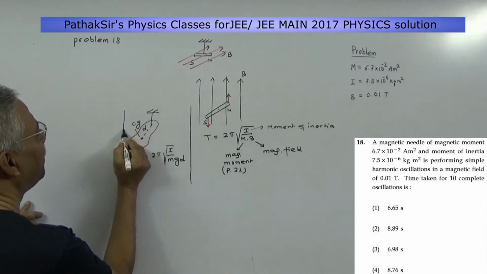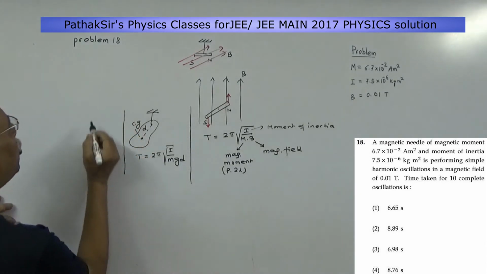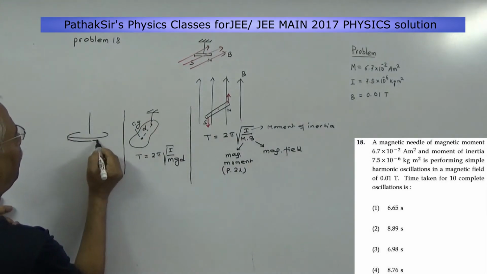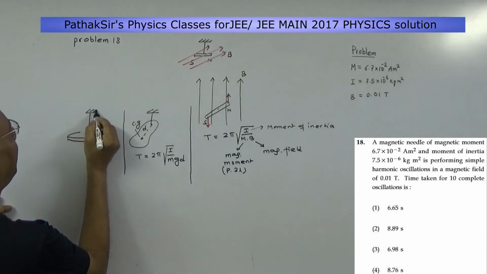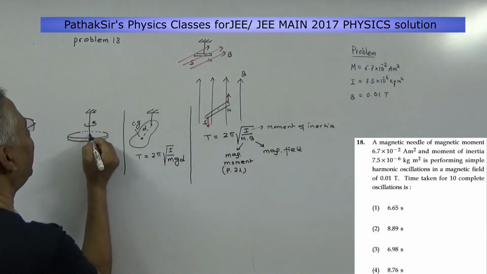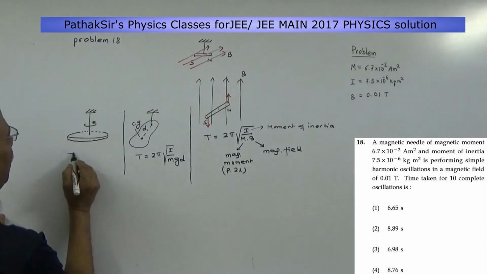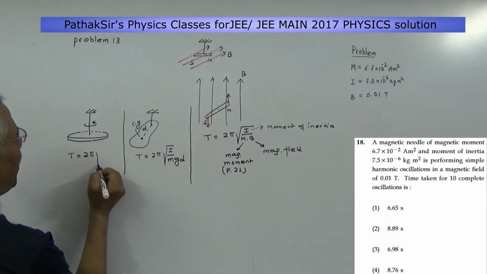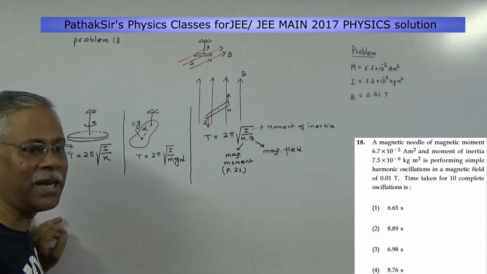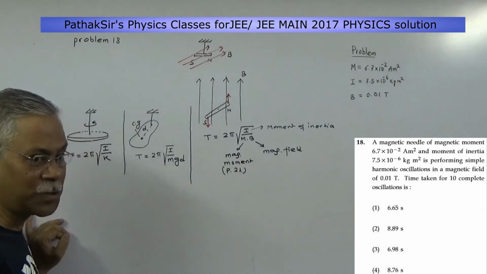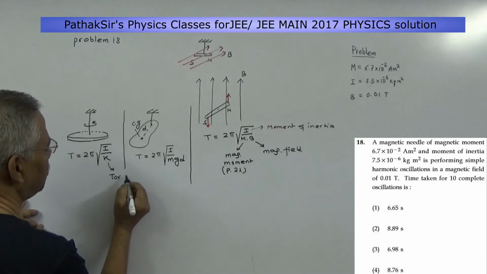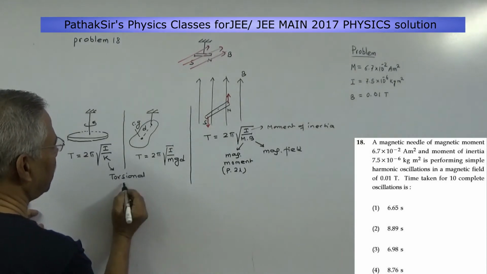Then one more such situation, the torsional pendulum. It oscillates about this axis, and in the case of a torsional pendulum, the formula for the time period is 2 pi root over I by k. What is this k? Torsional constant. This is not the spring constant. This is the torsional constant.